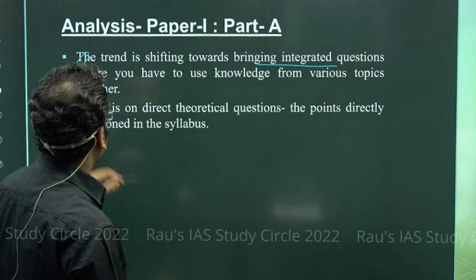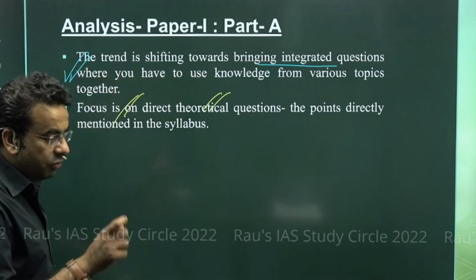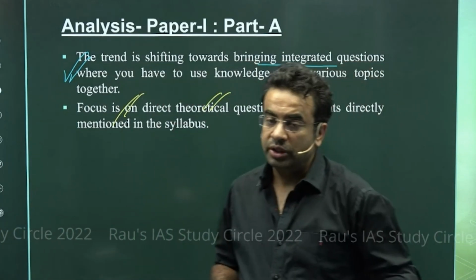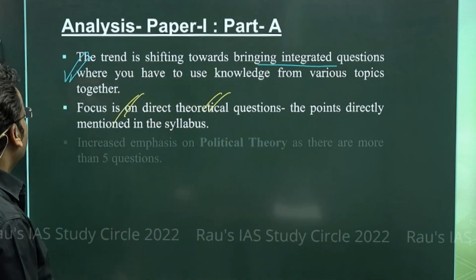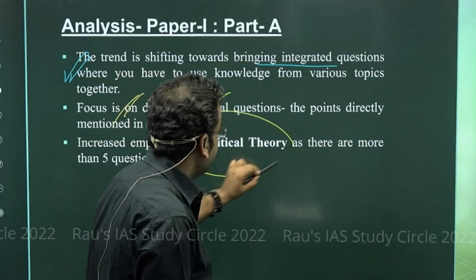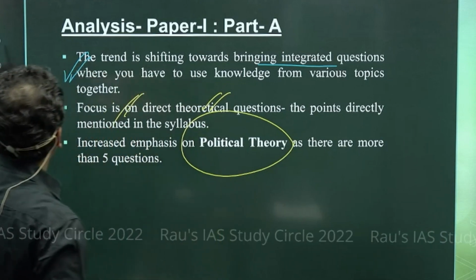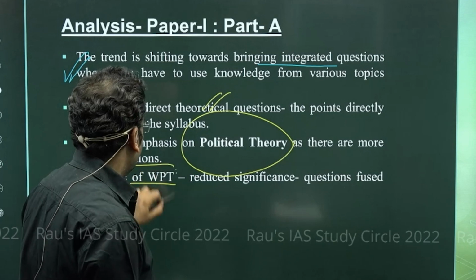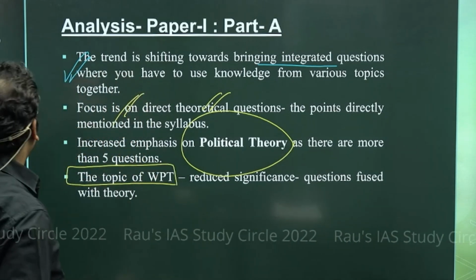And wherever they have to ask the direct thing, they have asked a very direct thing. No challenge in those kinds of questions, like Locke's contract theory. Direct question they have asked. Nothing technical in this. More and more focus on the theory section rather than on philosophers. Lot of questions from theories. Western political thought, as I said, reduced significance. Only 2 questions from Western political thought.